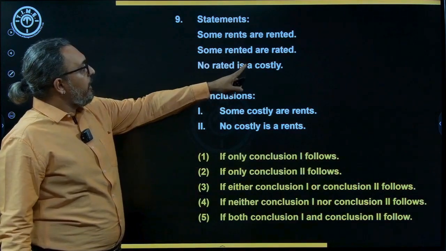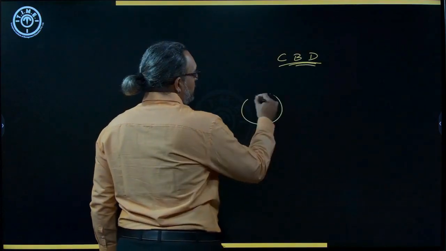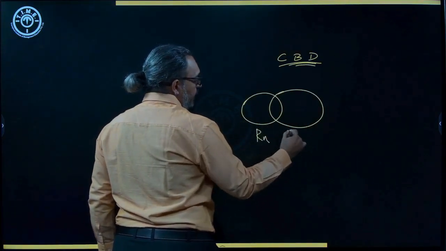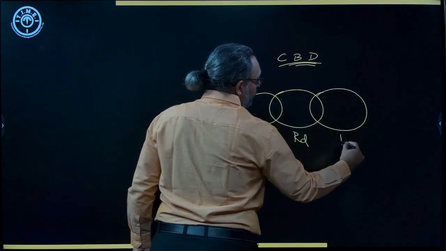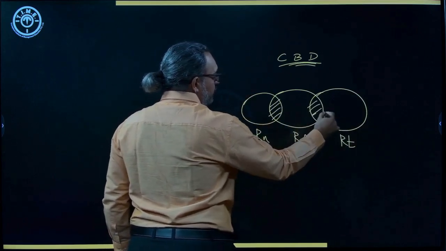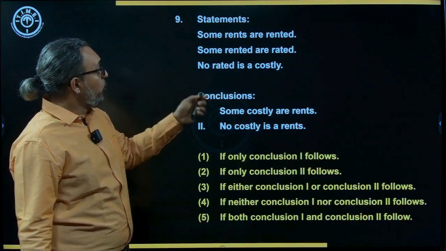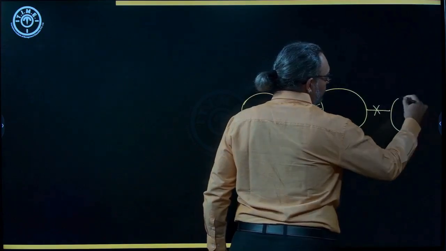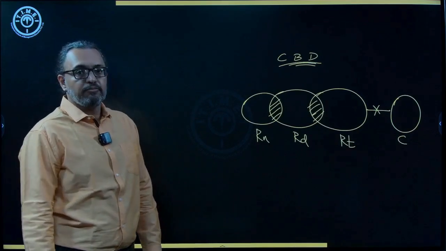Some rents are rented, some rented are rated. So this is how we get it. Correct? No rated is costly. So this is the combined diagram we have.